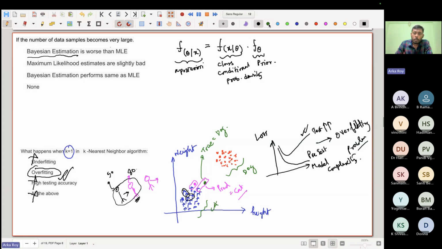Now, in this, x is basically the data, and theta is basically the parameter of the distribution.